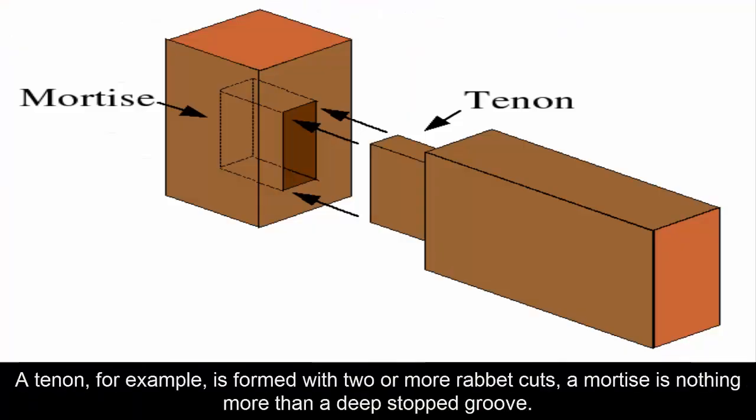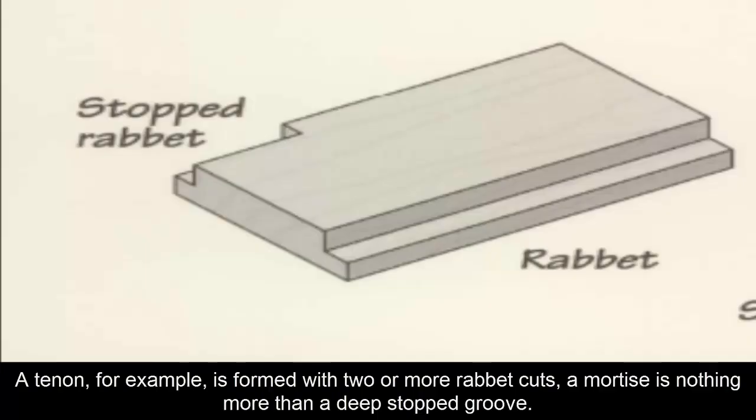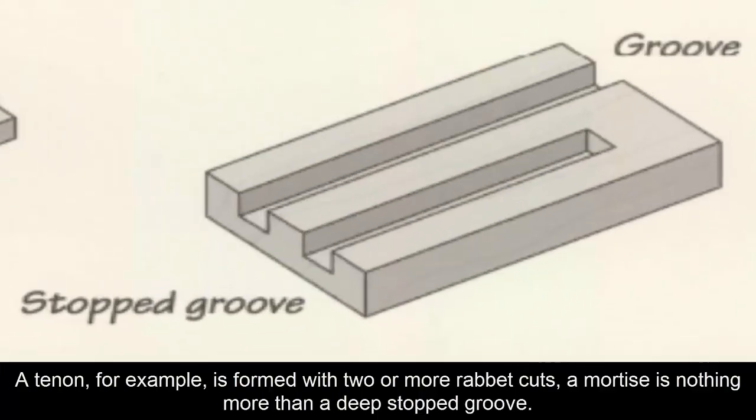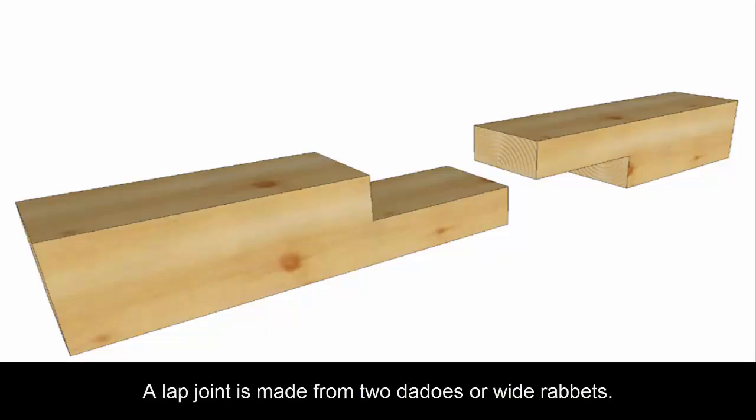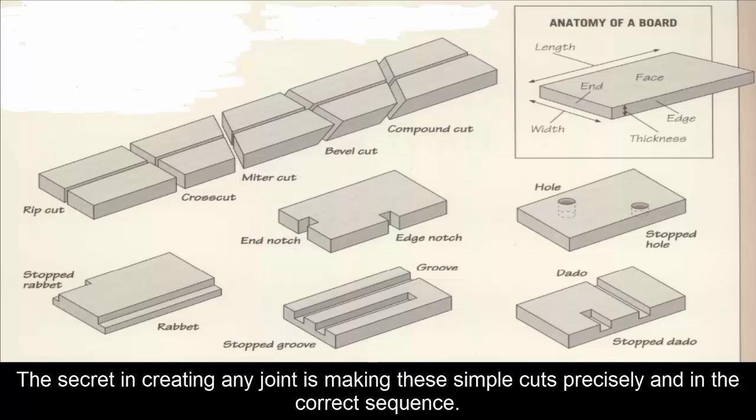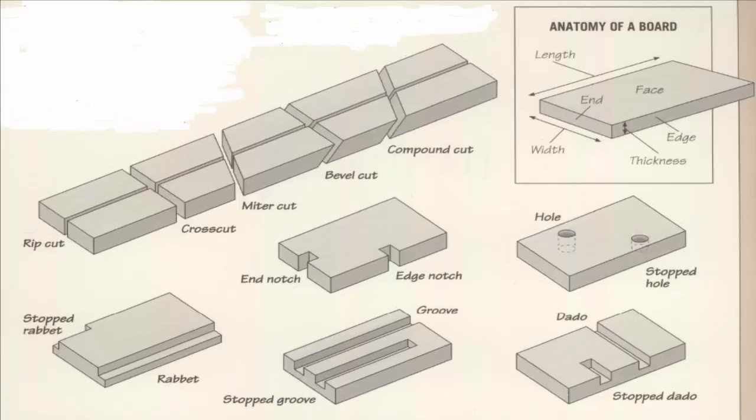A tenon, for example, is formed with 2 or more rabbet cuts. A mortise is nothing more than a deep stopped groove. A lap joint is made from 2 dadoes or wide rabbets. The secret in creating any joint is making these simple cuts precisely and in the correct sequence. Here are all the basic woodworking cuts you need to know.